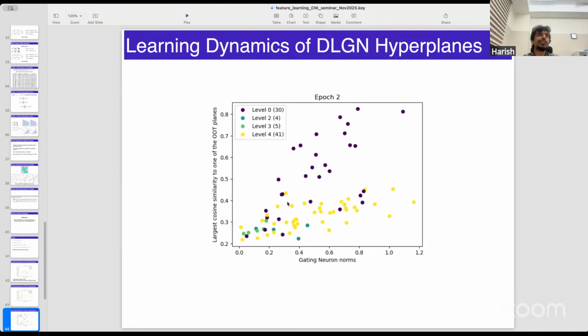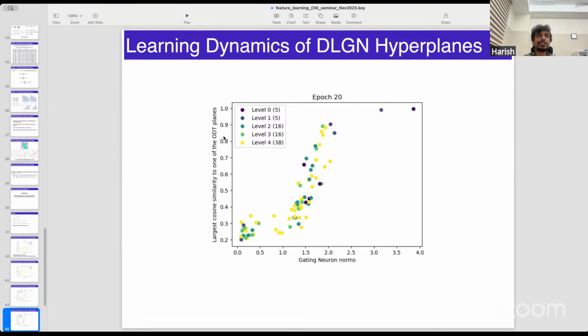But at this stage, the cosine similarity has not hit the levels of 0.9 or 1 and so on. It's still in the range of 0.2 to 0.8. But as the training progresses, you see that the cosine similarity hits 1. The first DLGN hyperplane, or DLGN gating neuron, that actually hits cosine similarity of 1 is purple, which corresponds to the root node.